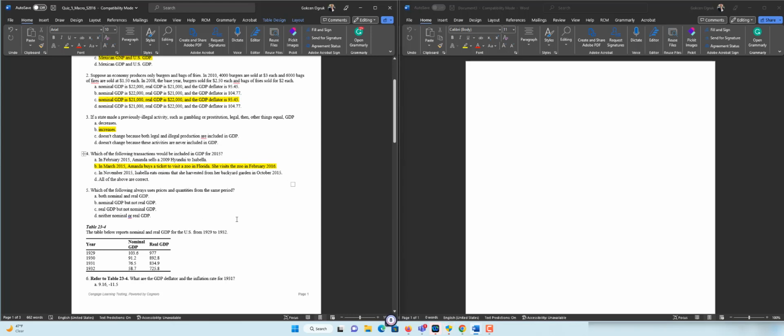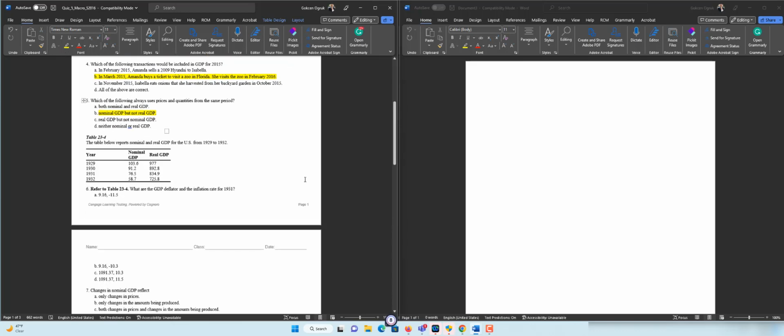Question number 5. Which of the following always uses prices and quantities from the same period? Remember, nominal GDP uses the current prices, real GDP uses the base year prices. Therefore, nominal GDP is correct, but not real GDP. So the right answer is B.